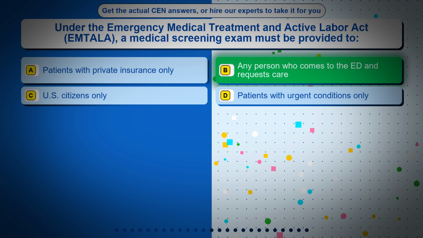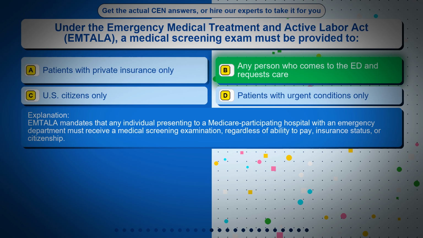The correct answer is Option B, any person who comes to the ED and requests care. EMTALA mandates that any individual presenting to a Medicare participating hospital with an emergency department must receive a medical screening examination, regardless of ability to pay, insurance status, or citizenship.